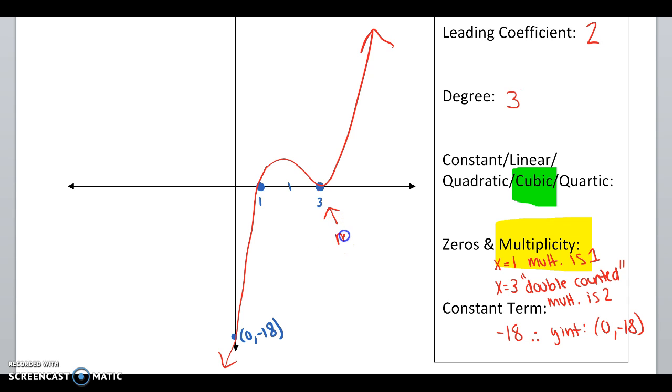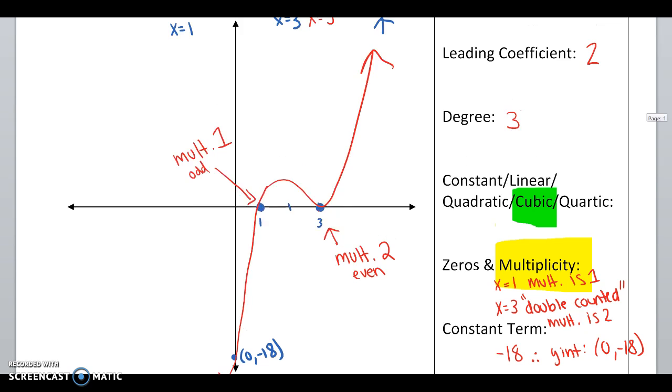And I'm going to write that down here. The multiplicity here is 2, which means that 3 is double counted. And here the multiplicity is 1, which is odd. And here the multiplicity is even, so it's going to bounce. Again, probably a more precise word would be that it's tangent here. So now knowing zeros, y-intercepts, and behavior from multiplicity, we can get an even more accurate sketch.